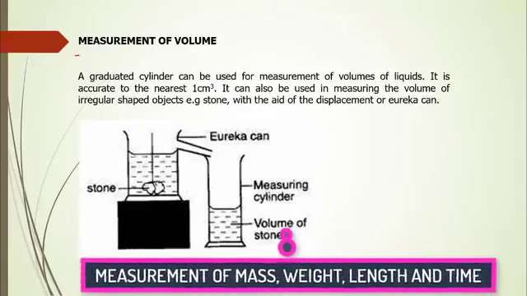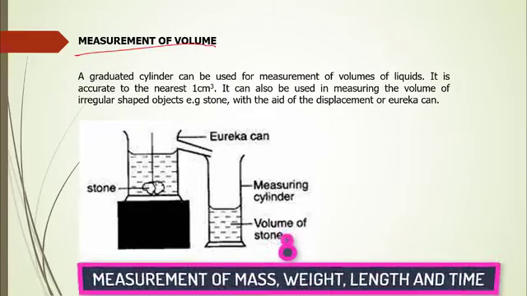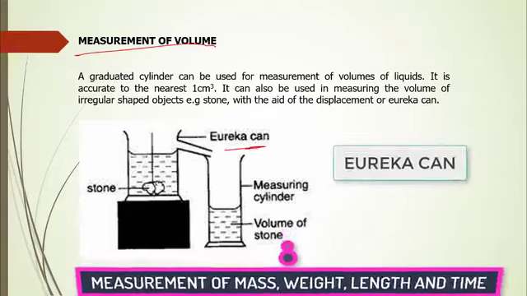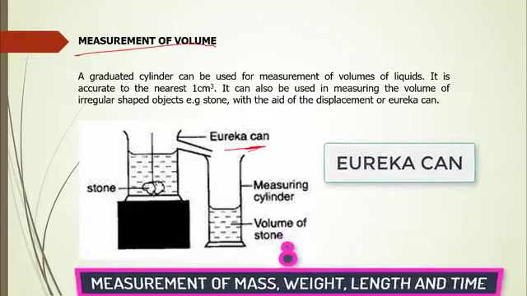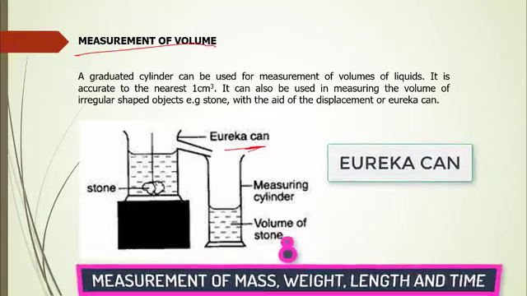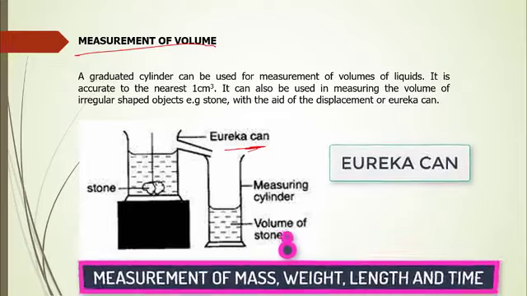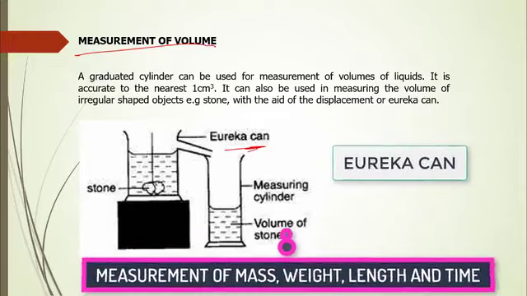Now, when we want to measure volume, we use an instrument called a Eureka can. This Eureka can is a graduated cylinder that helps us to measure volumes of liquid, and it helps us to measure volumes of irregular shaped objects such as stone.